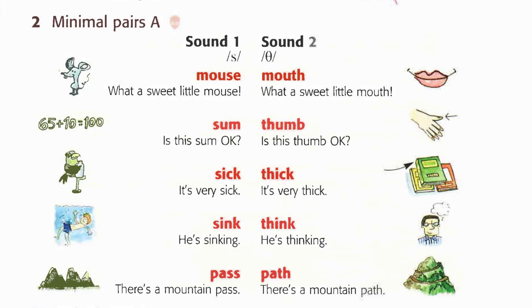2D. He's thinking. Is this sum okay? It's very thick. There's a mountain pass. What a sweet little mouse.